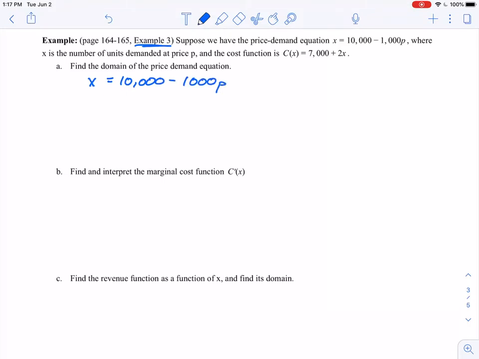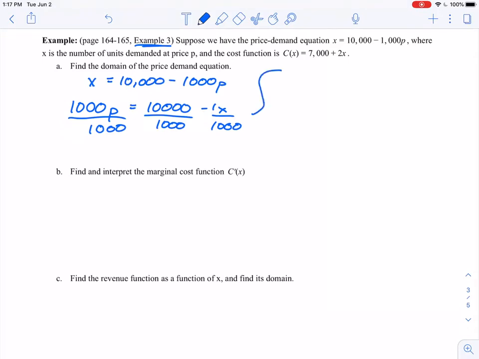And I want to start this problem by taking this equation and solving it for p, actually. I'd like to be able to say, okay, this is the price based on how many units are being demanded. So I'm going to start here. Let's add 1,000p and subtract x from both sides. So 1,000p equals 10,000 minus x. And then I'll divide everything by 1,000. And the way I'm going to do that over here, just so that it works out a little bit better, I'm going to divide 10,000 by 1,000, and then I'm going to divide x by 1,000.